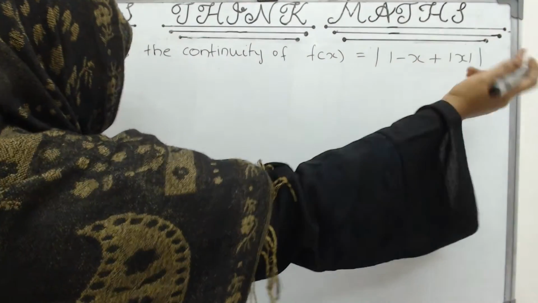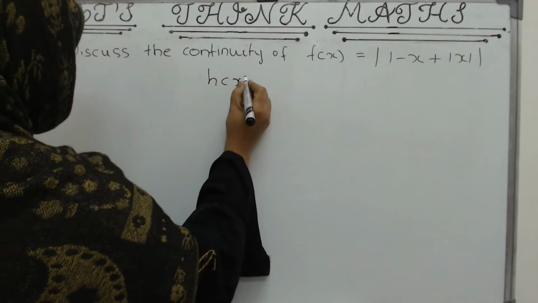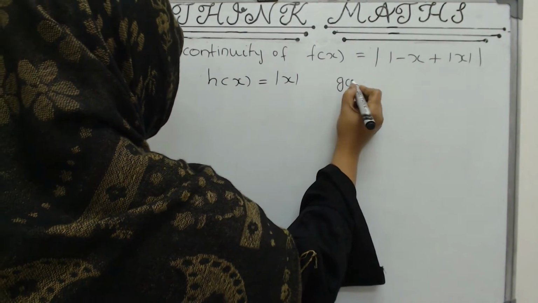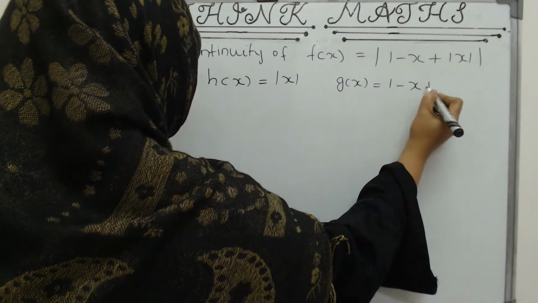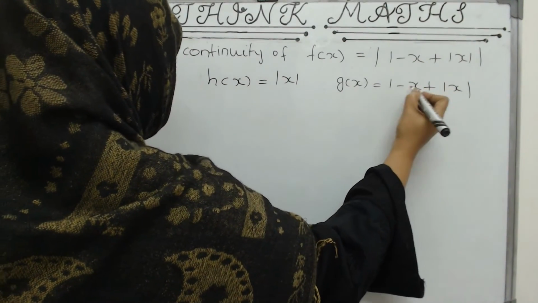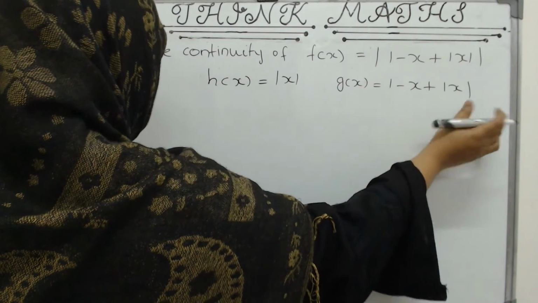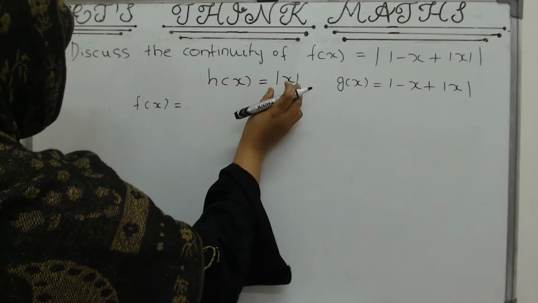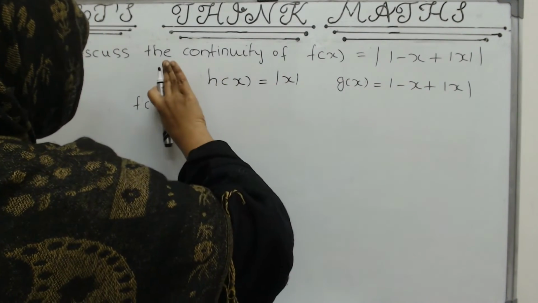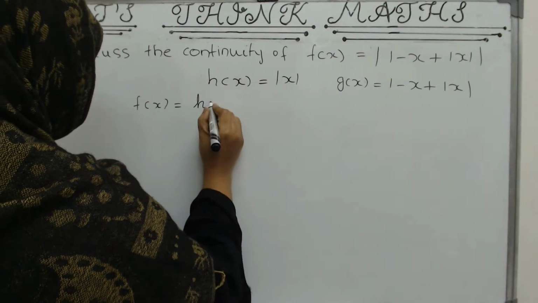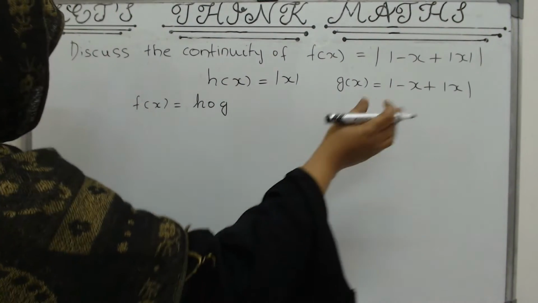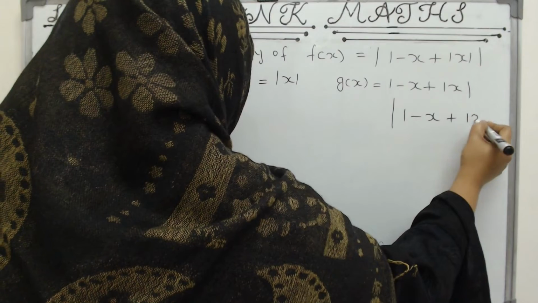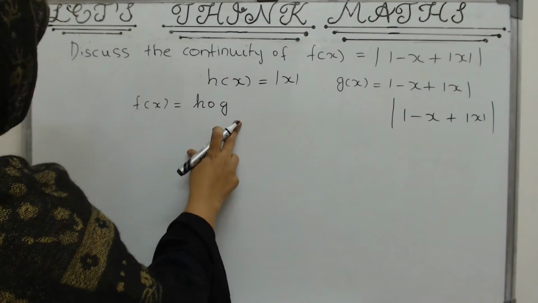You have a modulus function here, right? So take the modulus function as say h. And then you have something inside also, right? That, let it be gx. Whatever comes inside, 1 minus x plus modulus of x. So now, what is f of x? F of x, if you check, you have first taken a gx and then you have applied h on it. So it is h composition g, right? They have taken g and then they have applied the modulus on it. So this is actually h composition g.